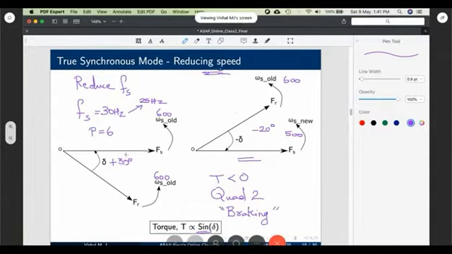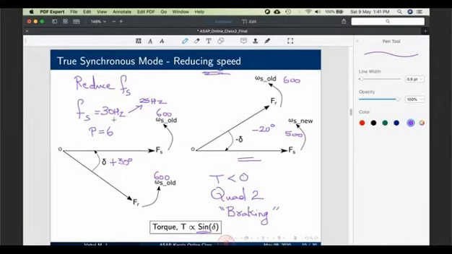So how did we do that? We reduce the frequency to reduce the speed, and we increase the frequency to increase the speed. This essentially sums up what is called true synchronous mode of operation. Very simple, but then it has some serious drawbacks, which we will see in the coming slides.